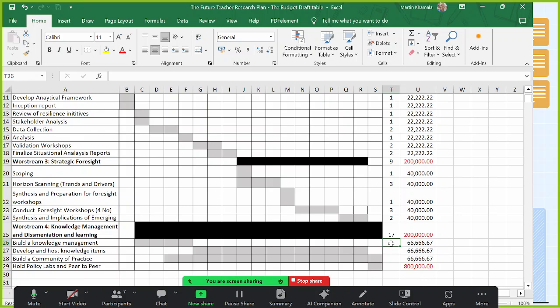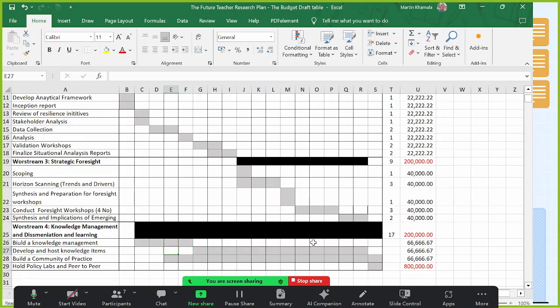Build a knowledge management platform, I think that is. So dissemination will come towards the end. It will come towards the end. Yeah, this one will come towards even this building a knowledge management platform. What do you mean by knowledge management platform? It's coming at the beginning.